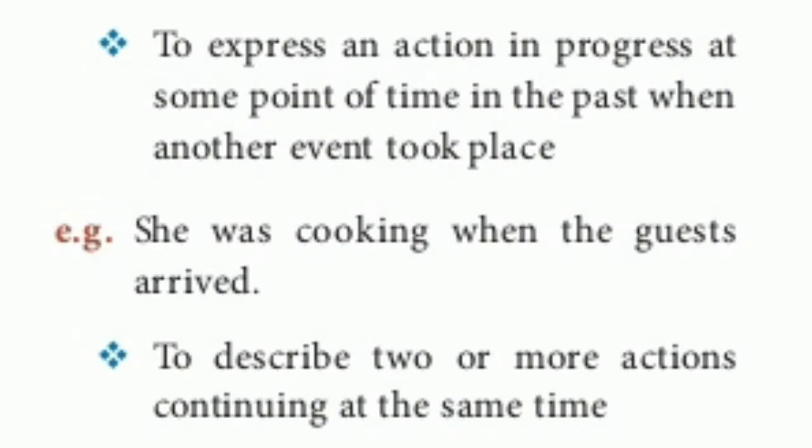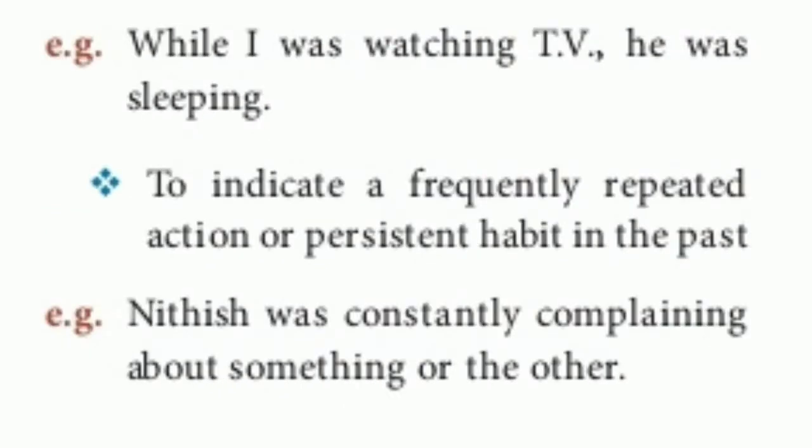That is, two actions are going on at a time. For that also we use past continuous tense. For example, while I was watching TV, he was sleeping. To indicate a frequently repeated action or persistent habit in the past. Example, Nitish was constantly complaining about something.